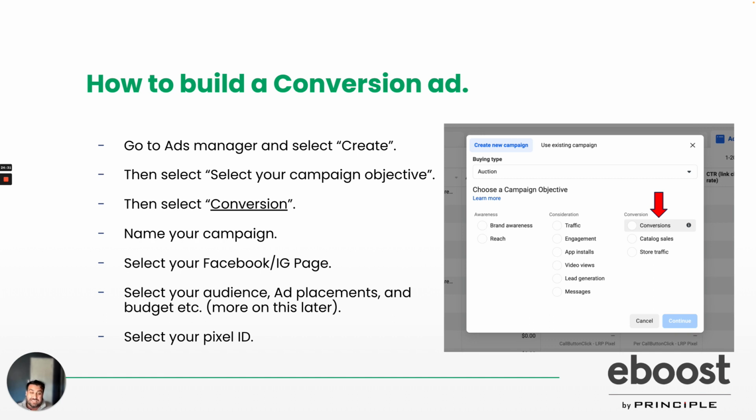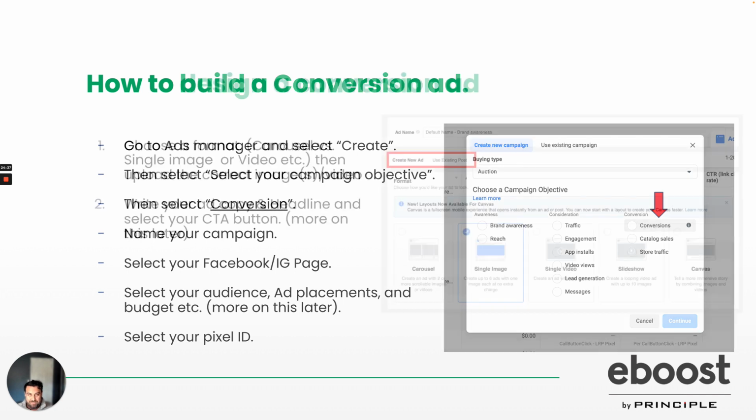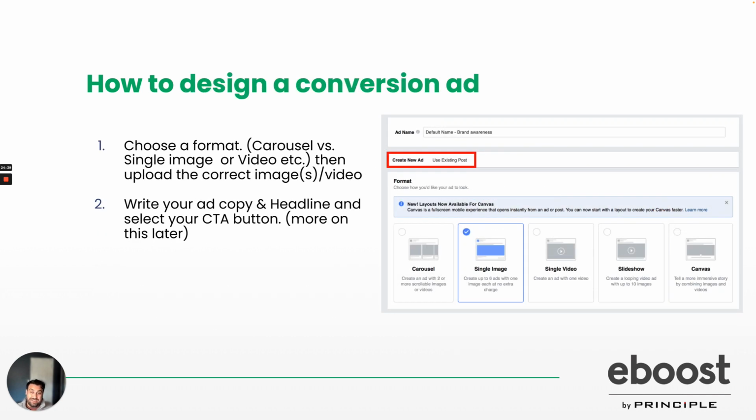Select the audience, ad placement, and budget that you want, so we can touch more on that later, and then select your pixel ID. So there's a little drop-down menu where you can select your actual pixel ID. You want to make sure it's the correct pixel that's currently on your website. When you're designing your conversion ad, choose a format. So we have carousel versus single image versus video, then upload the correct images. So very similar to how you would do it with an instant form example. Write your ad copy, write your headline, and select your CTA button.